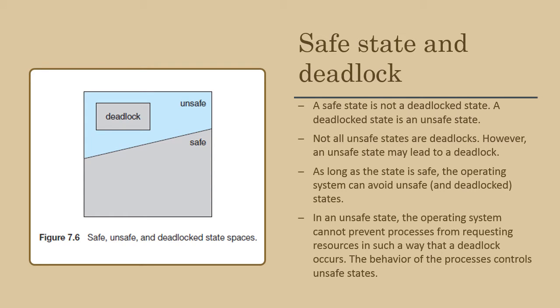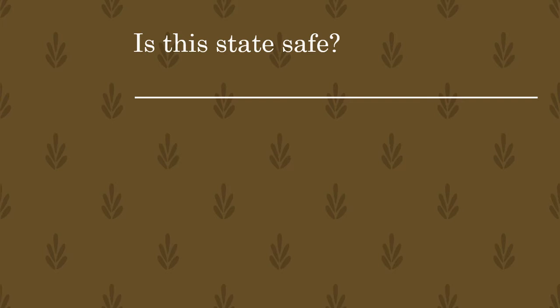In an unsafe state, the operating system cannot prevent processes from requesting resources in such a way that a deadlock occurs. The behavior of the processes controls the unsafe states, and that is why we do not want our machine to venture into the unsafe zone. So let us take an example system and ask ourselves, is this state safe?